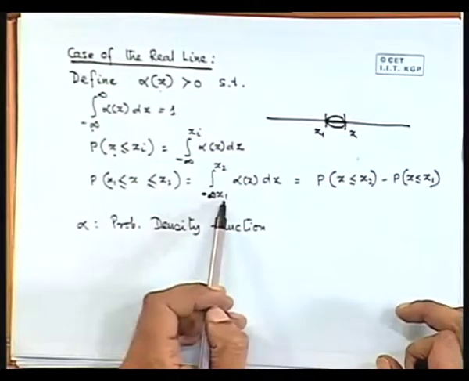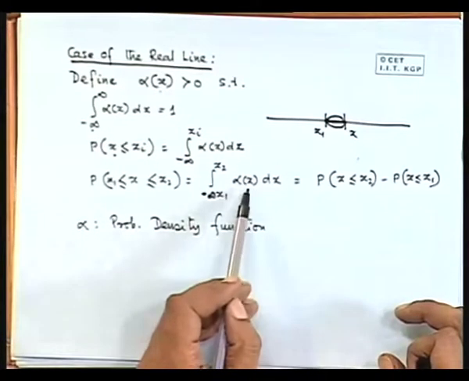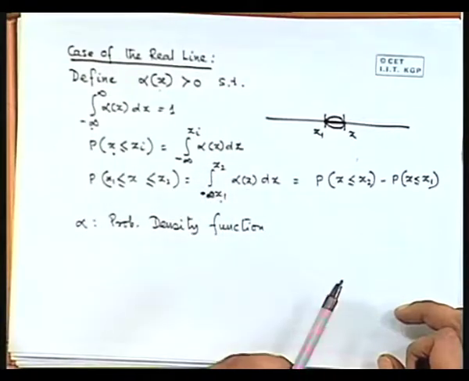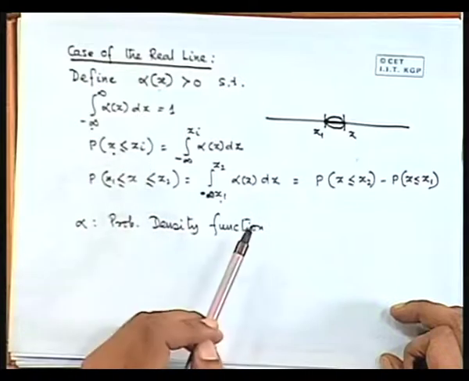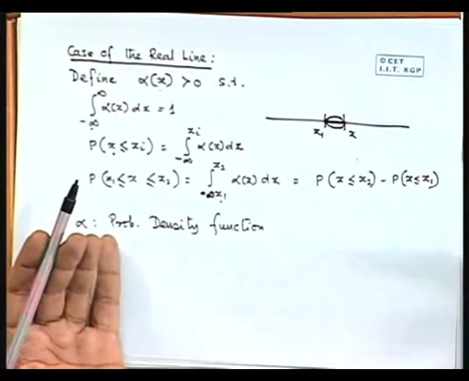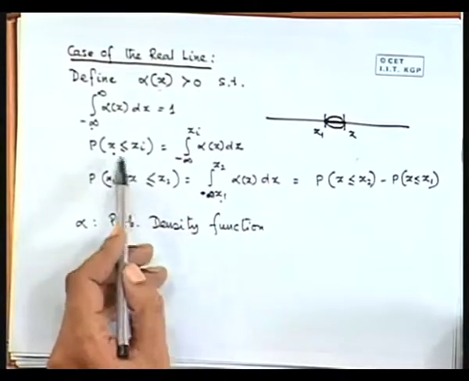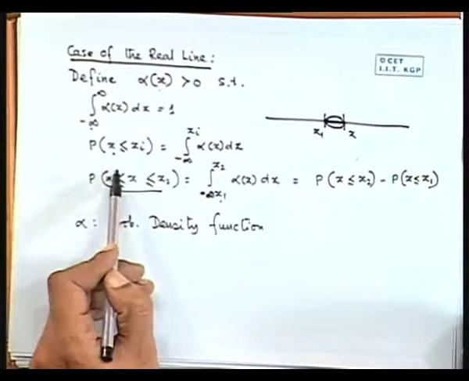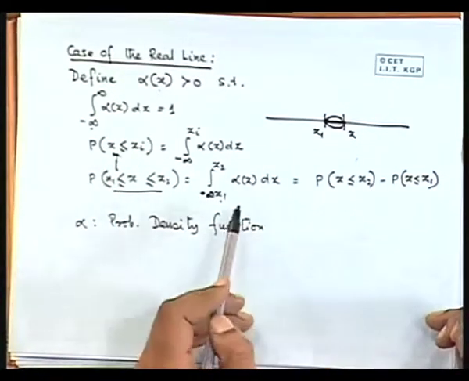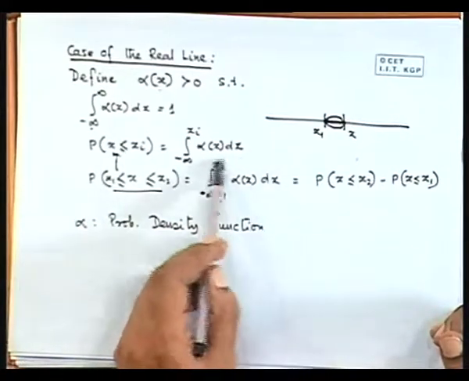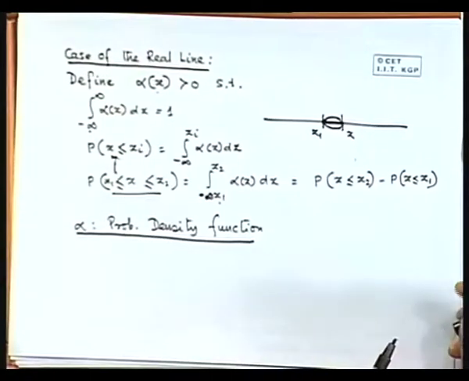That is the integral of alpha x dx from x1 to x2. You integrate the function alpha x from x1 to x2. Obviously, when x is less than or equal to xi, it means x lies from minus infinity to xi. So you can actually cast this in this form, right? So you define probability in terms of integrals, and therefore this function is called a probability density function.